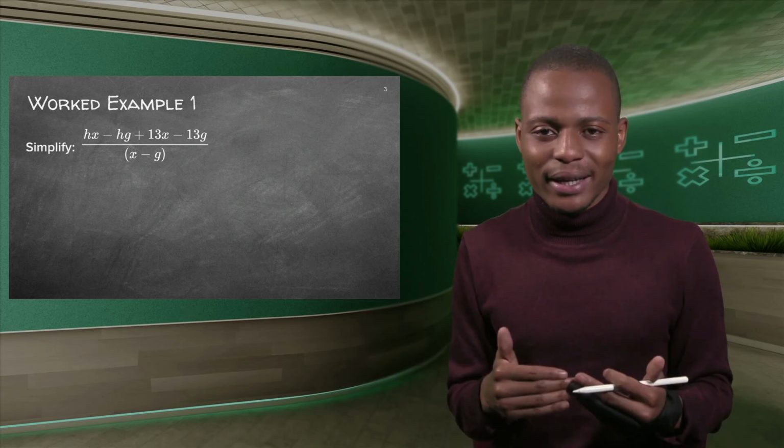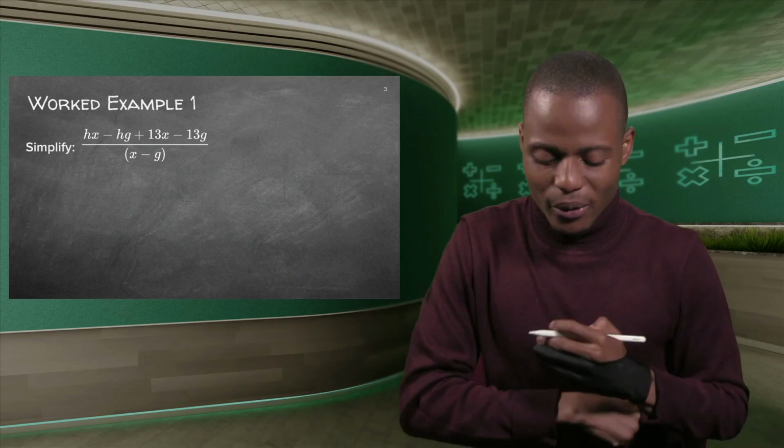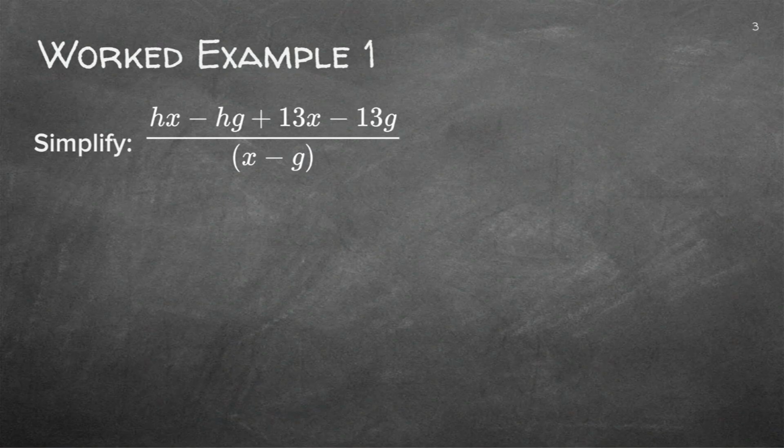Okay, looking at the problem that you have, we use grouping. That is one of the methods that we covered in the previous lesson. Grouping simply means you put the first two values and also the last two values in a bracket and try to find common factors from them. The common factor from this one is h and h. So you make sure that h goes out and you are left with x minus g.